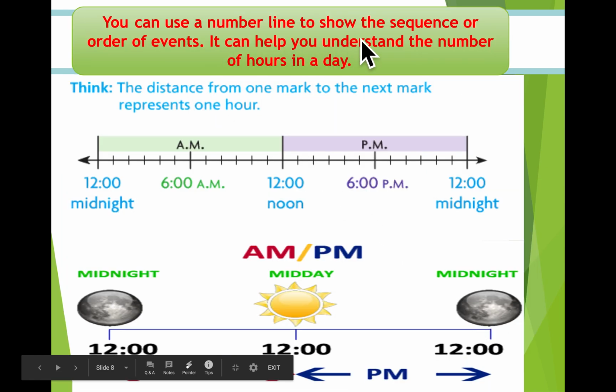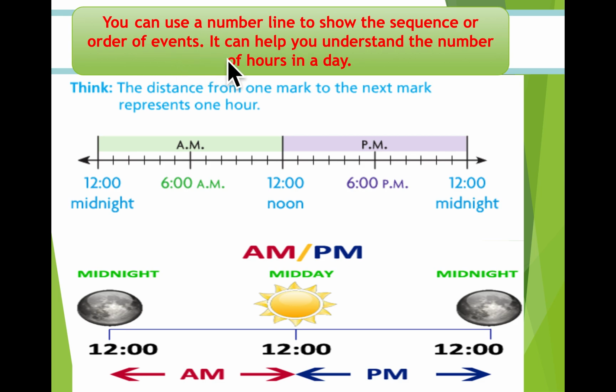You can use a number line to show the sequence or order of events. It can help you understand the number of hours in a day. Now think. The distance from one mark to the next mark represents 1 hour. So here we've got midnight, and over here we have noon, and then we have midnight again. From midnight until noontime, remember, midnight is just another way of saying middle of the night or the beginning of a new day, until the noontime, we use AM.